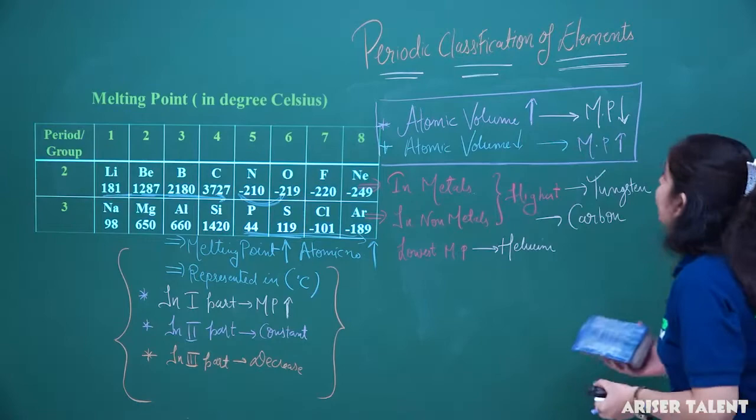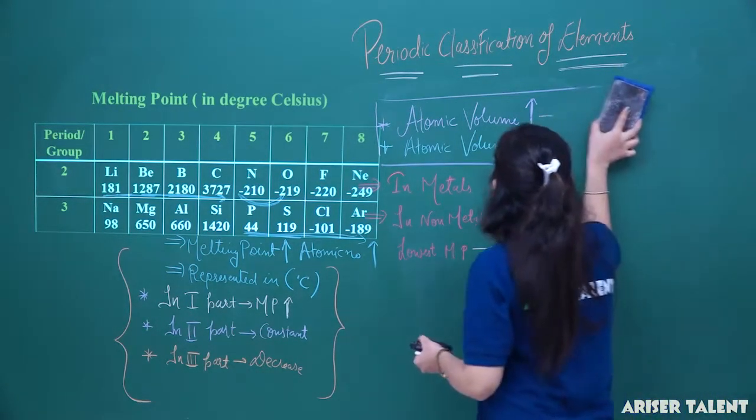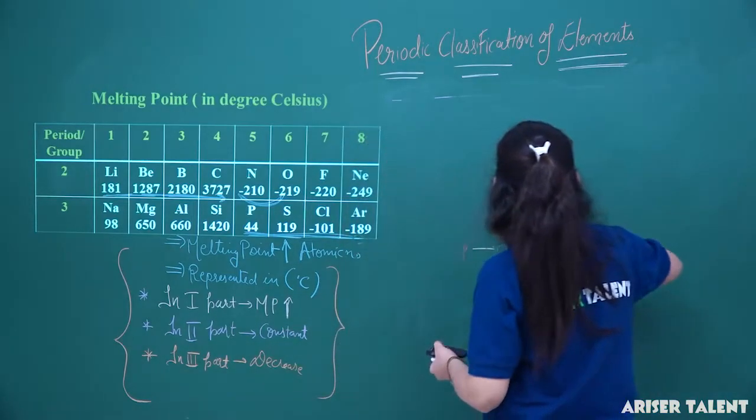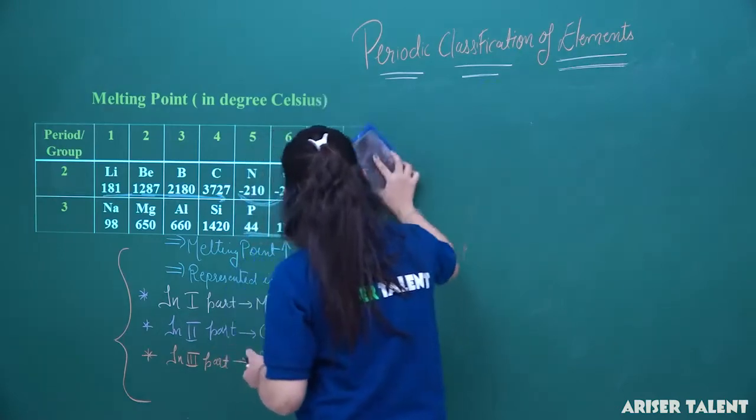Now let us consider some of the radii here. We will start with our new topic, that is about the atomic radius, that how atomic radius is going to show a trend in the periodic table.